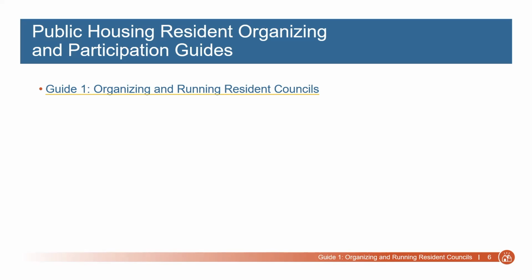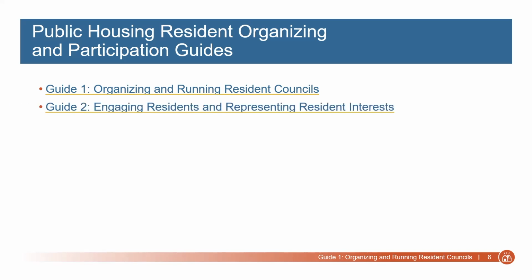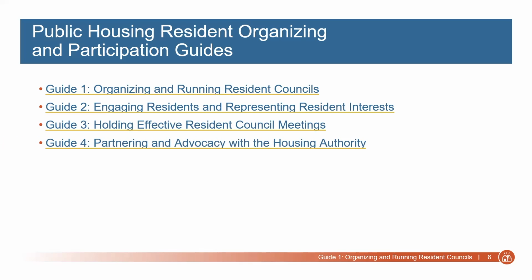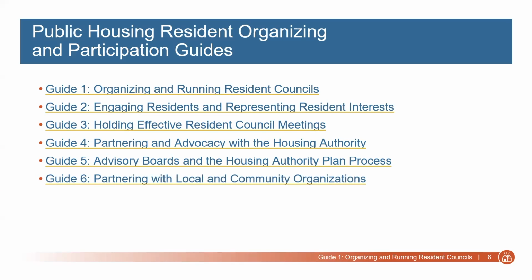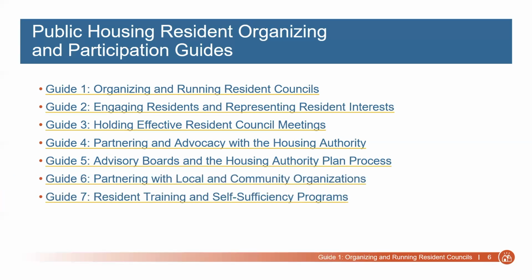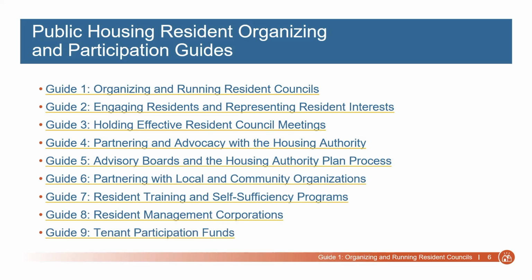The 9 guides are: Guide 1, Organizing and Running Resident Councils; Guide 2, Engaging Residents and Representing Resident Interests. Guide 3, Holding Effective Resident Council Meetings; Guide 4, Partnering and Advocacy with the Housing Authority. Guide 5, Advisory Boards and the Housing Authority Plan Process; Guide 6, Partnering with Local and Community Organizations. Guide 7, Resident Training and Self-Sufficiency Programs; Guide 8, Resident Management Corporations. Guide 9, Tenant Participation Funds. The trainings will then review the sample documents and the tools for tenant participation funds.